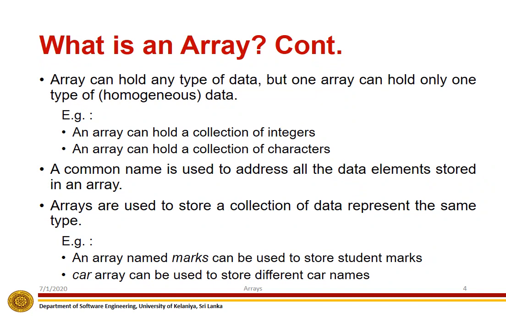A common name is used to address all the data elements stored in an array. You can give any name that you prefer for the array. Arrays are used to store a collection of data representing the same type. For example, an array named marks can be used to store student marks, and a car array can be used to store different car names like that.